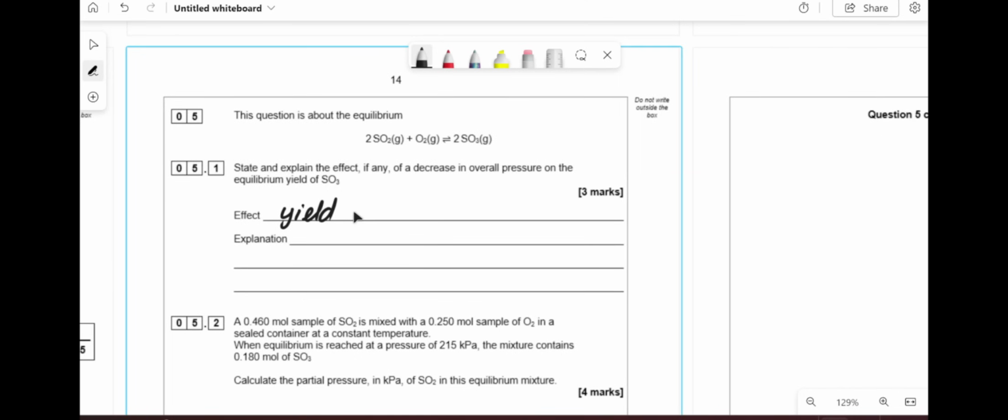Did you change your, what did you change? So in this case, it seems daft because they've told you in the question that they've decreased the pressure, but you need to just put that in there. Please just do it. It'll get you the marks.